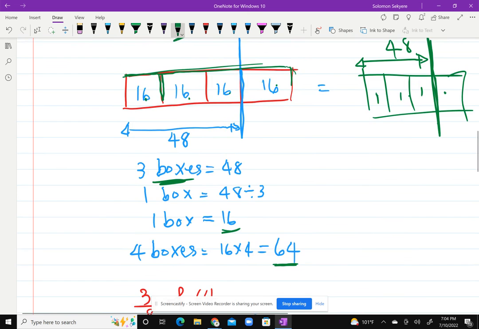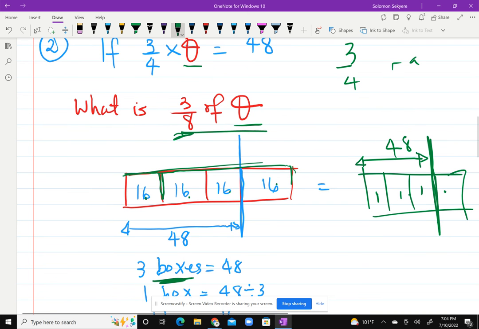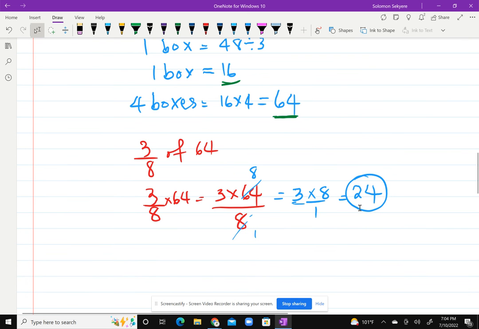So now the question is, what is 3/8 of that number theta? So we need to go and find that. So 3/8 of, and what did I tell you? Of means multiply. So it is 3 over 8 times 64. So 3 times 64 over 8. And what have I told you? Simplify before you divide. So don't multiply 64 by 3 to get 192 and then come back and divide by 8. No, simplify first. You look at 3 times 64 over 8.